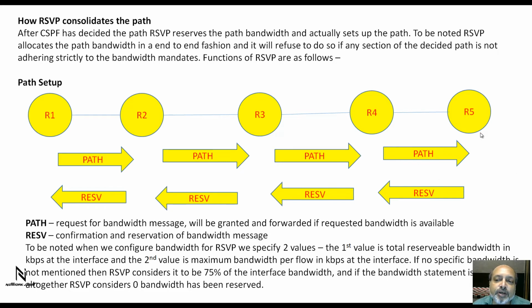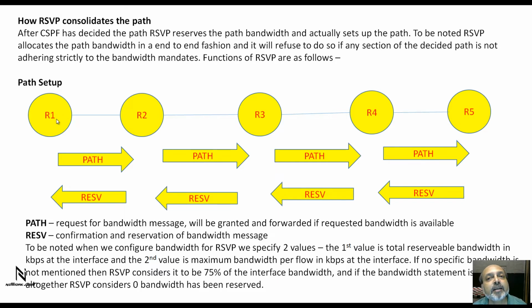Now R5, when it sees that yes, I have 50 Mbps here, replies back with a Reserve message. So the Reserve message is nothing but confirmation and reservation of bandwidth. R5 assures R4 that yes, I am reserving a 50 Mbps bandwidth for you. Now R4 assures R3 regarding that reservation. R3 assures that reservation to R2, and then finally R2 assures that reservation to R1.